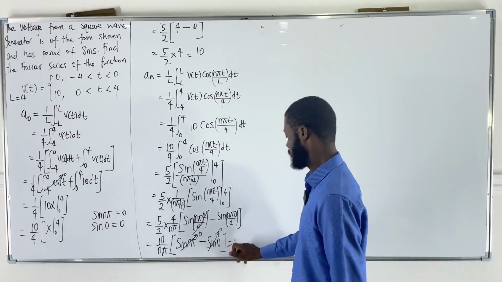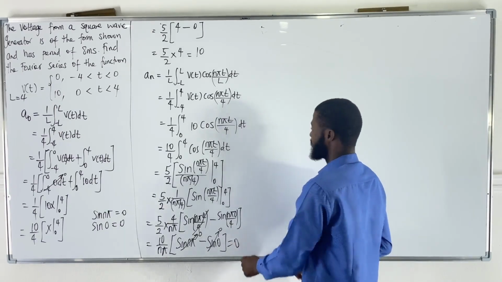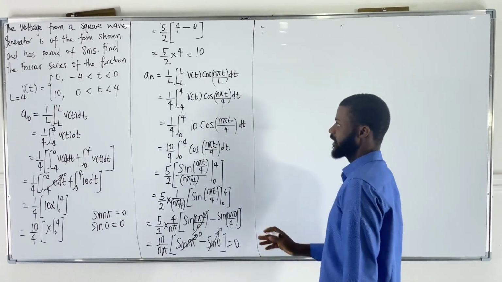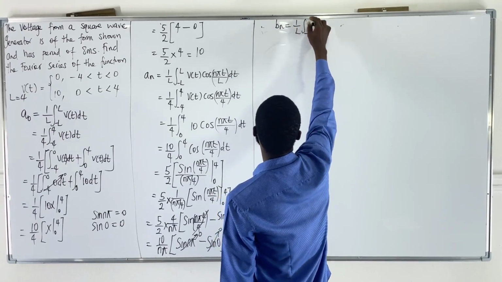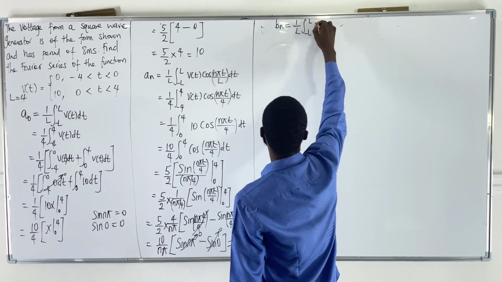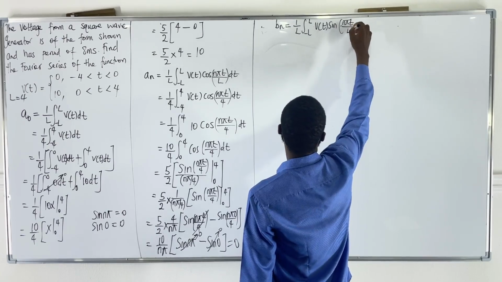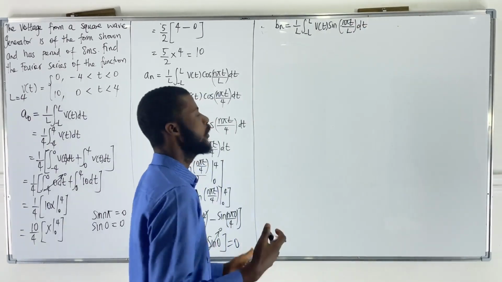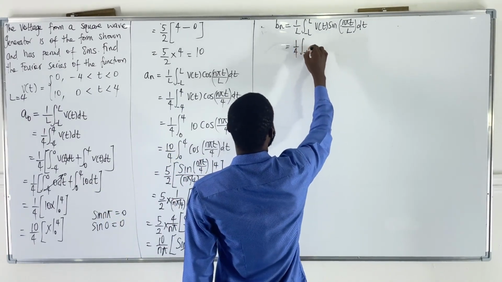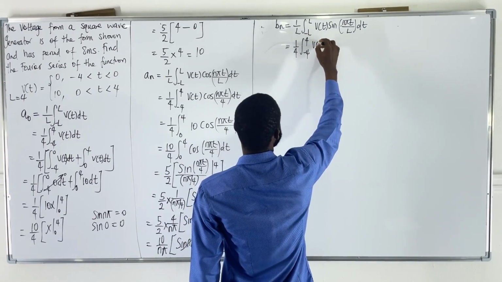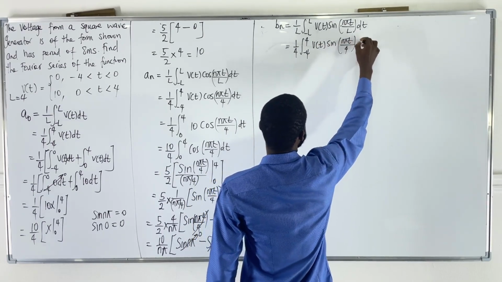So a sub n, I don't think I need to write it here, so I'll use this space to find b sub n. So a sub n is equal to 0. I'm going to keep that. So that's a sub n. Now for b sub n, we have 1 over L, integral from minus L to L, v of t sine n pi t over L dt. Now we know L is 4. So let's put 4. So this is 1 over 4, integral from minus 4 to 4, v of t sine n pi t over 4 dt.